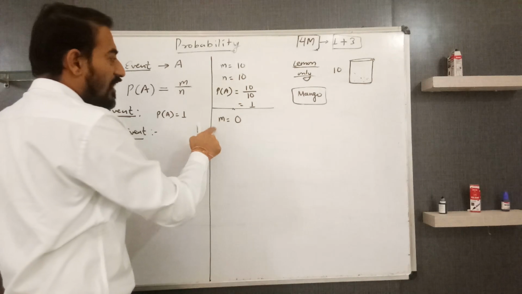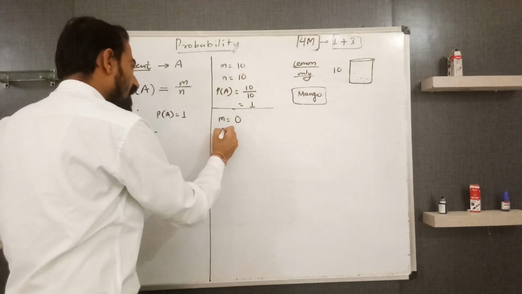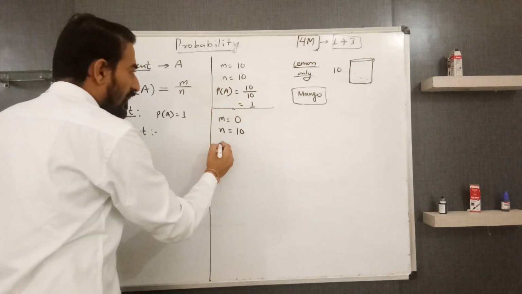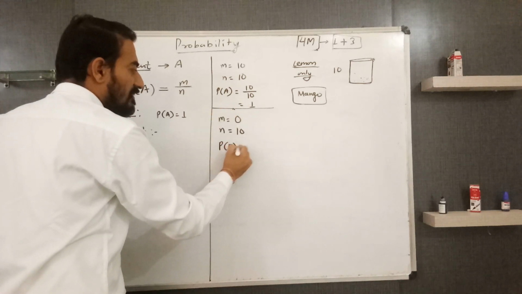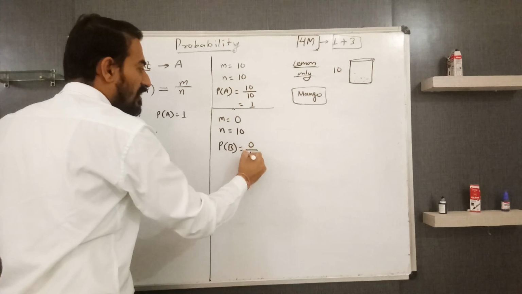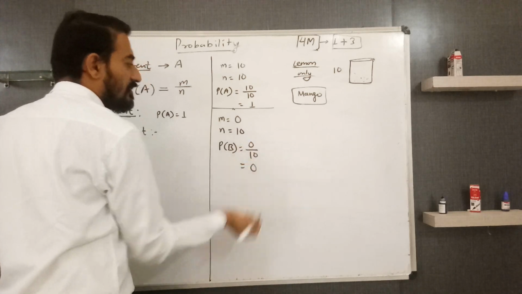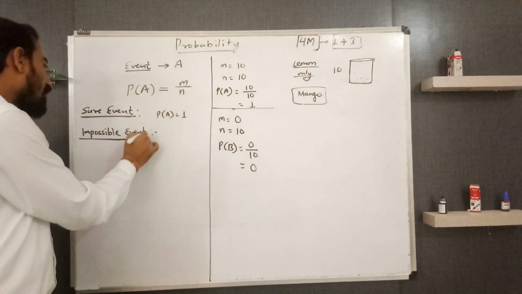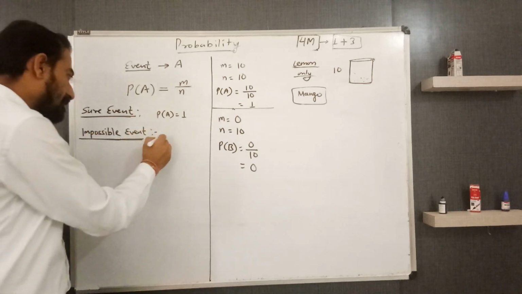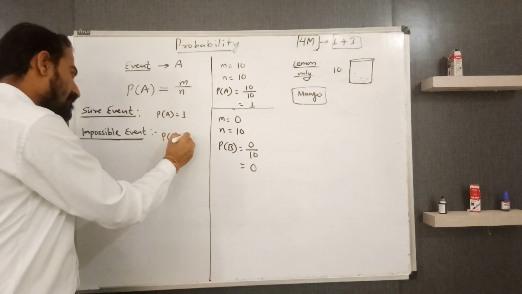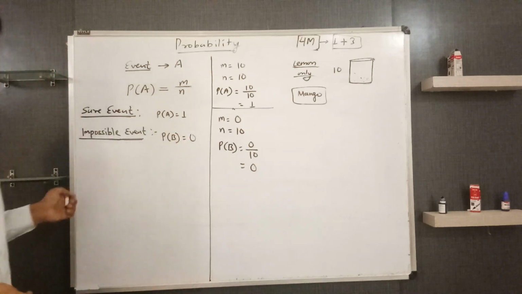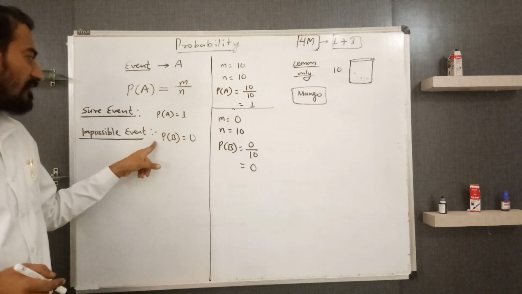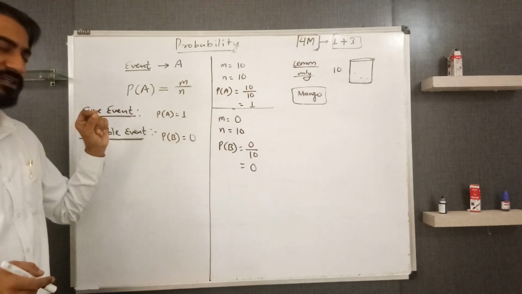Its favorable outcomes will be 0. Then n, the total number of outcomes, is 10. So when you find the probability of this event, you will get 0 by 10. It is 0. So we can say the probability of an impossible event is 0. I named this event B. That's why I have written here probability of B.